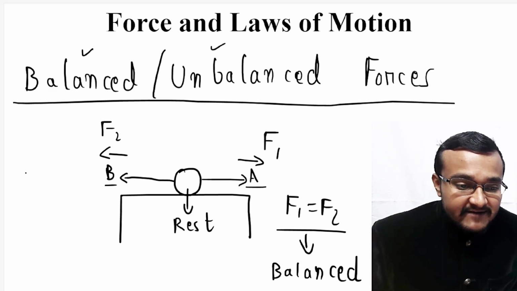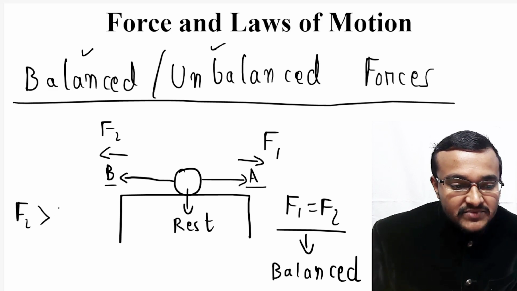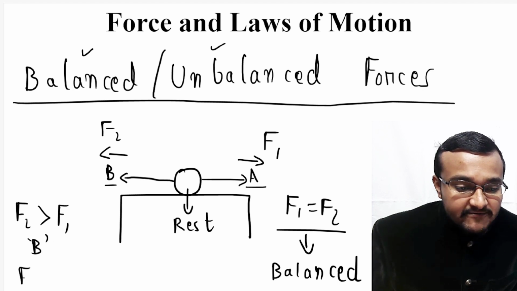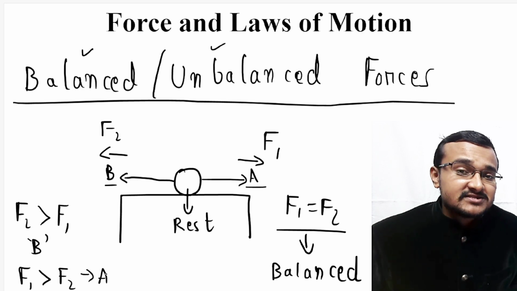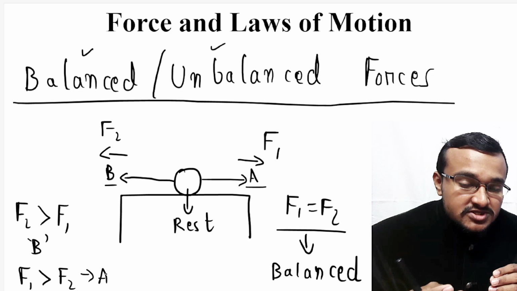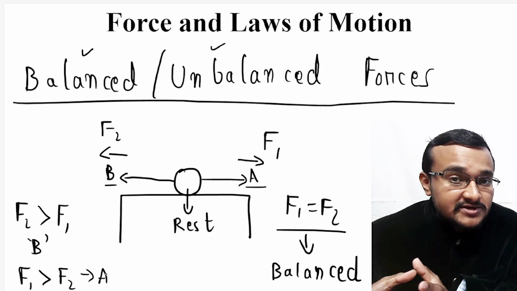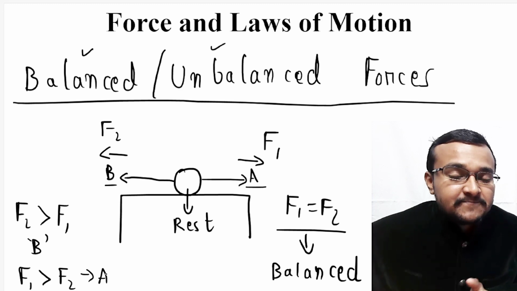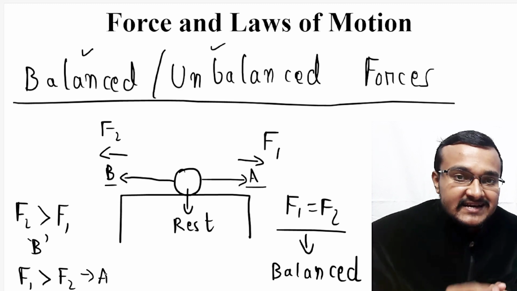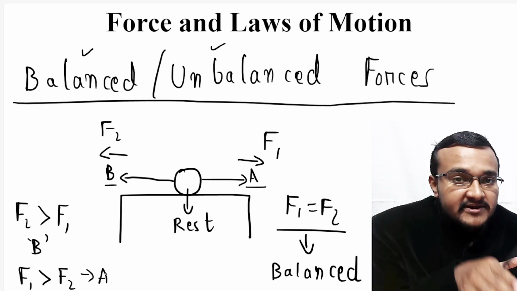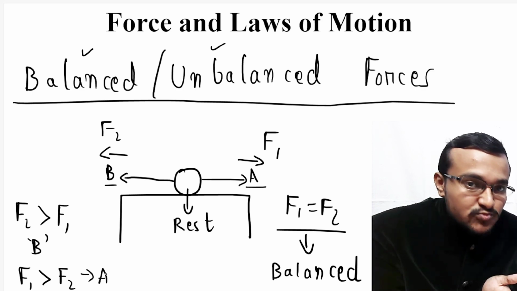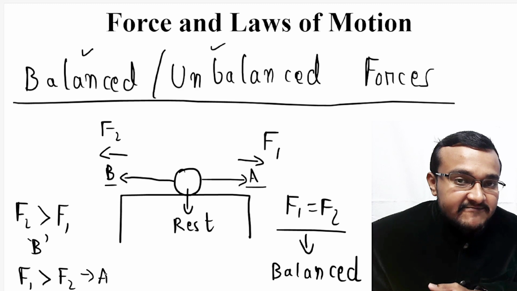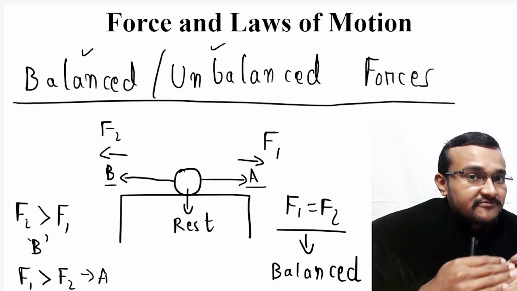But now if F2 is greater than F1, then this object will move towards B. If F1 is greater than F2, then this object will move towards A. That means whichever force is greater will make the object move in the direction in which that force is applied. So if F1 is greater than F2, the object starts moving in the direction of F1. And if F2 is greater than F1, then the object moves in the direction of F2.